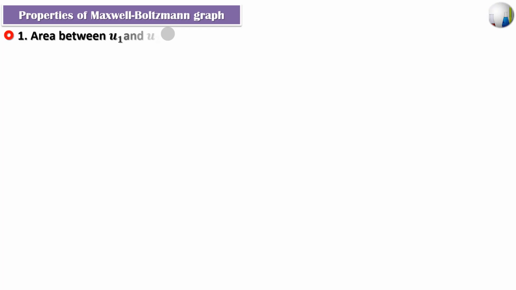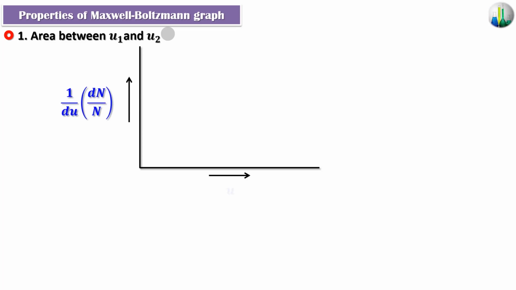What's the area between U1 and U2? What this means is I had drawn this graph between this and speed. I got a graph like this. So if I take U1 on the x-axis and U2 again on the x-axis, what does this area mean? Can you guess?